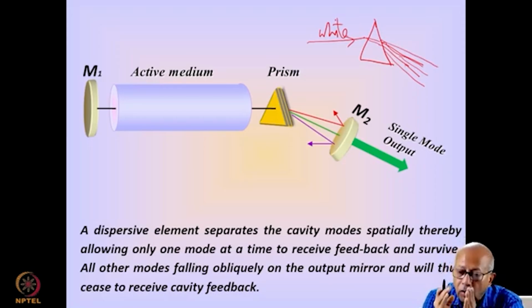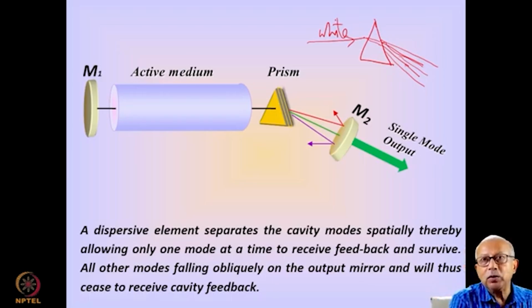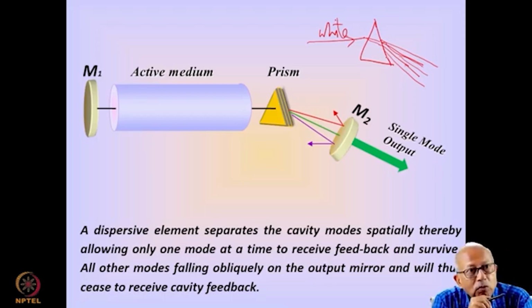You actually exploit this dispersive property of a prism. There could be other dispersive elements also. Let us consider the case of a prism. That is very simple to understand. So you have placed a prism inside the cavity, intracavity. That means between these two mirrors. Now you see this mirror is now slightly oblique. That is because the prism has dispersed the light. So the other mirror is in an awkward position. But you are exploiting this property to get once again single mode operation.